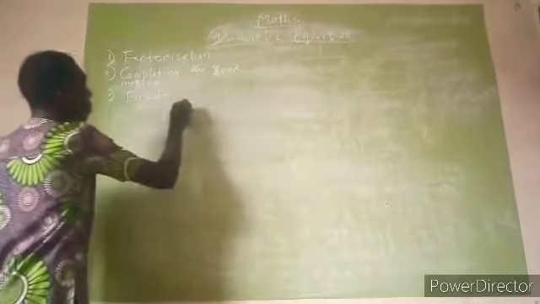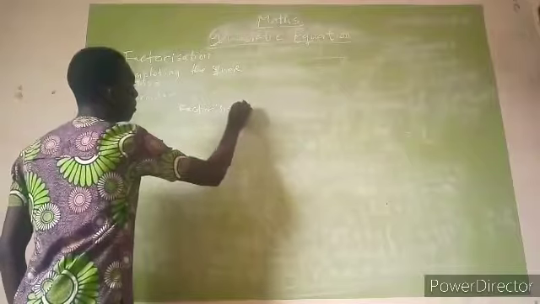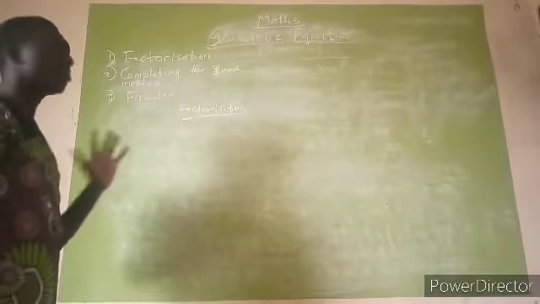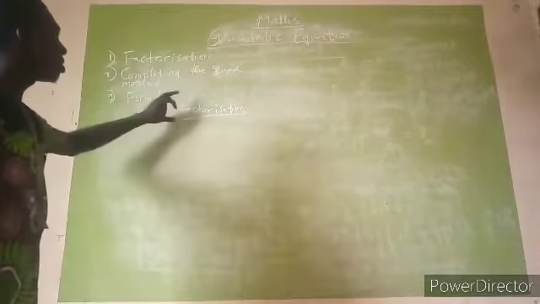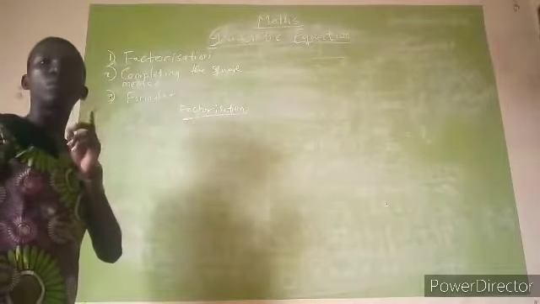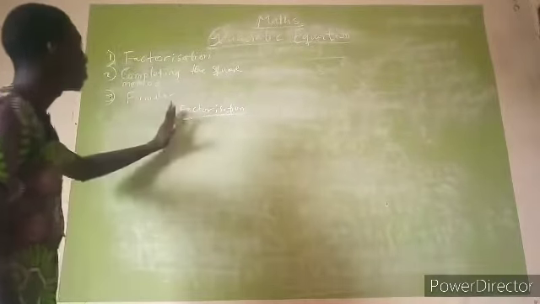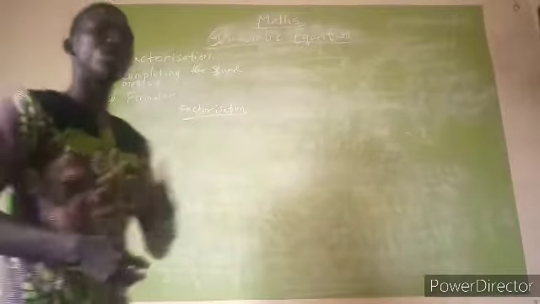So let's start with the factorization method. I would like you to be very attentive. Factorization method. Now, as its name implies, factorization, meaning that for us to be using this method, something is very crucial, and that thing is factors. Without factors, factorization method is impossible. So we must make use of what we call the factors.